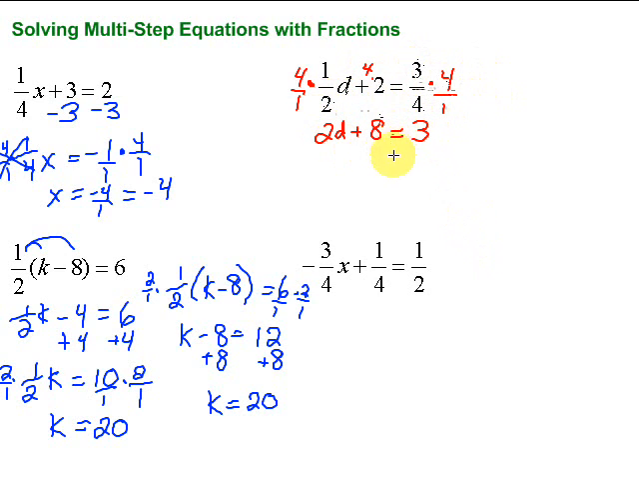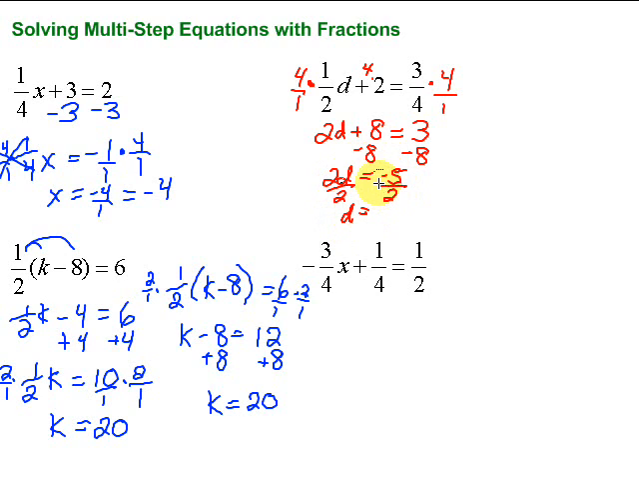Now I have an equation that doesn't have any fractions in it anymore. Whew, I like it. Much easier to deal with than all those silly fractions. Get rid of that plus 8. Do the opposite. Minus 8 both sides. Bring it down. We have 2d equals 3 minus 8 is negative 5. Then we're going to divide by 2 to get rid of that being multiplied by 2 there. Bring it down. We have d equals, now, negative 5 over 2.